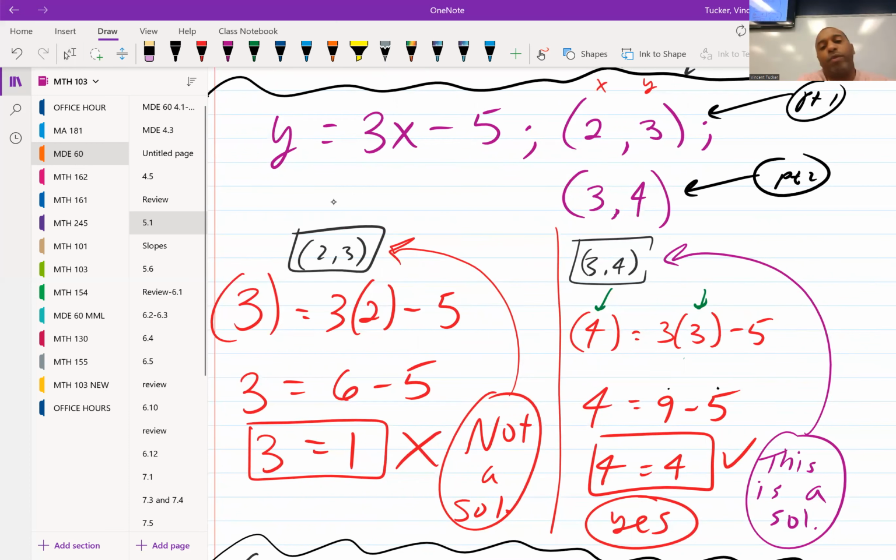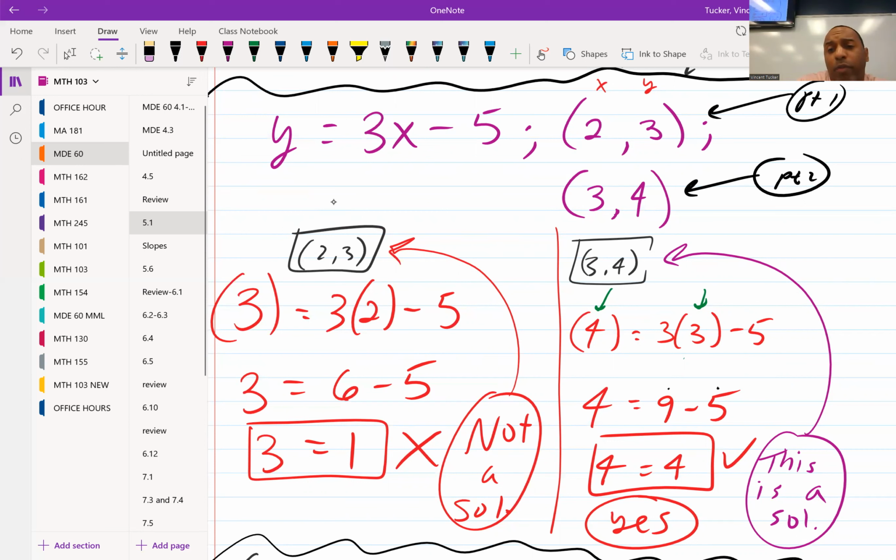So that's 3 equal to 3 times 2 minus 5. 3 times 2 is 6. 6 minus 5 is 1. So 3 equal to 1 is not a true statement. So it means it's not a solution. So the ordered pair (2, 3) is not a solution.